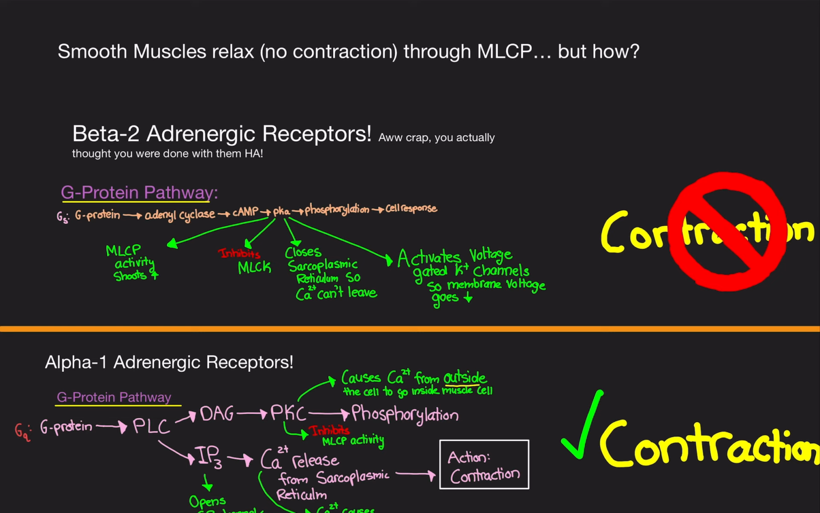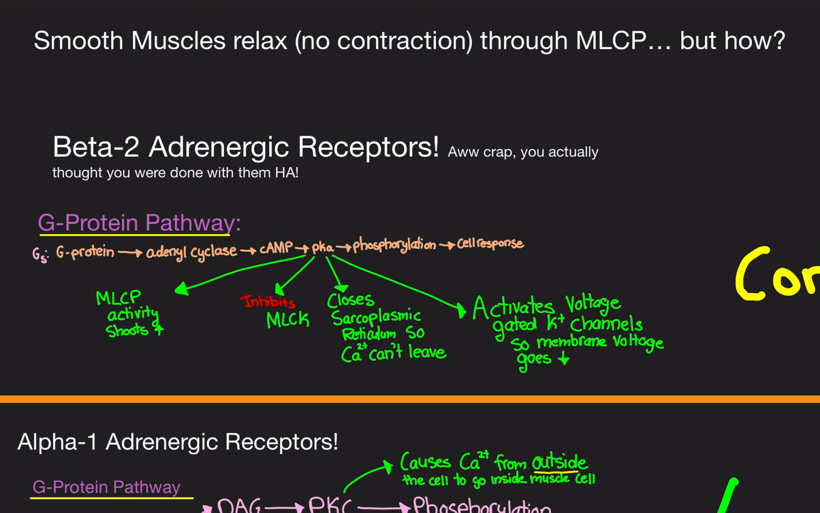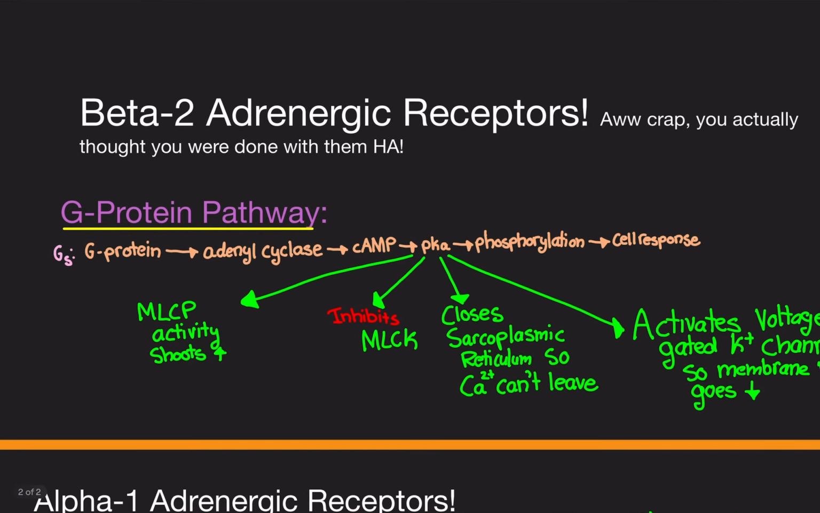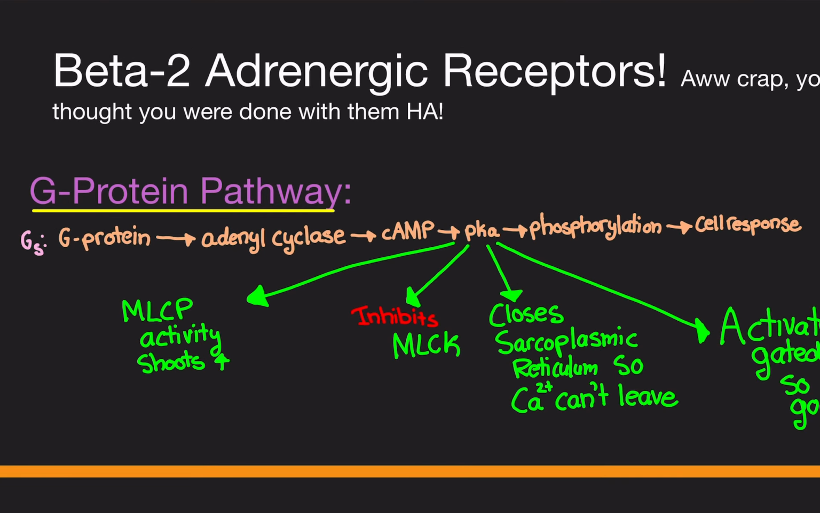Beta-2 adrenergic receptors. Oh man, I bet you were like, I thought we were done with this kind of stuff. Nope, it's back. Forever. For your life. Too bad. So it's beta-2 receptors. We have to go over the G protein pathway for you to understand what's going on and how this actually has to do with MLCP.